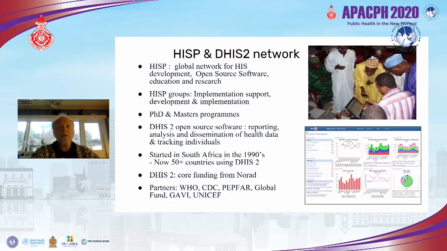So the DHIS2 open source software platform is about reporting, as we have heard from Sri Lanka: reporting, analysis and dissemination of health data, and the tracking of individuals or even of things like ICU beds. As I mentioned, it started in South Africa in the 90s, and now, whether it's more than 50 or more than 70, many countries are using DHIS2. Core funding is from NORAD, the Norwegian aid agency, but also important partners at WHO, CDC, PEPFAR, Global Fund, Gavi, UNICEF. Very important partners in this project.